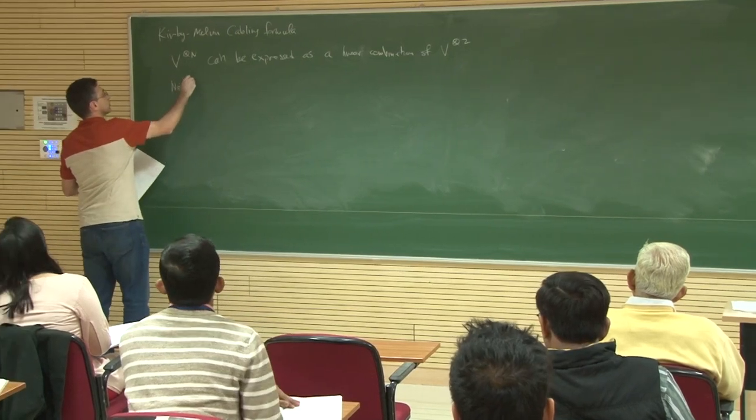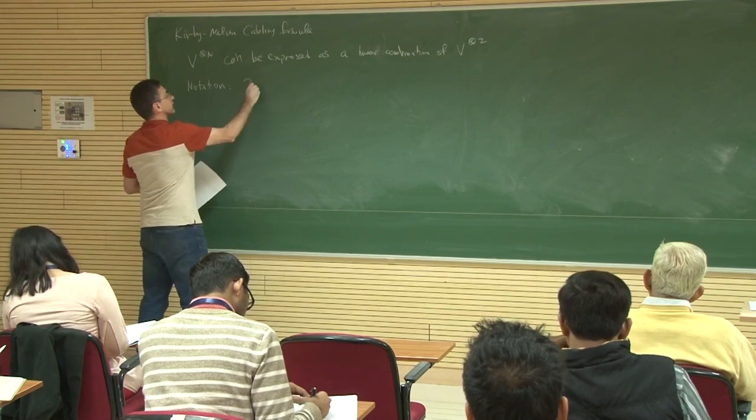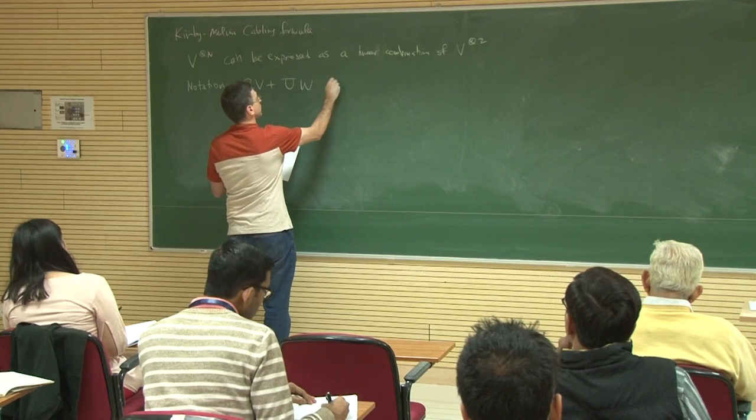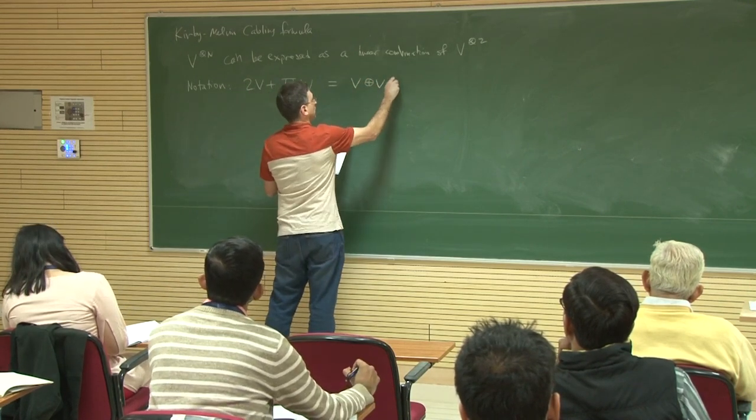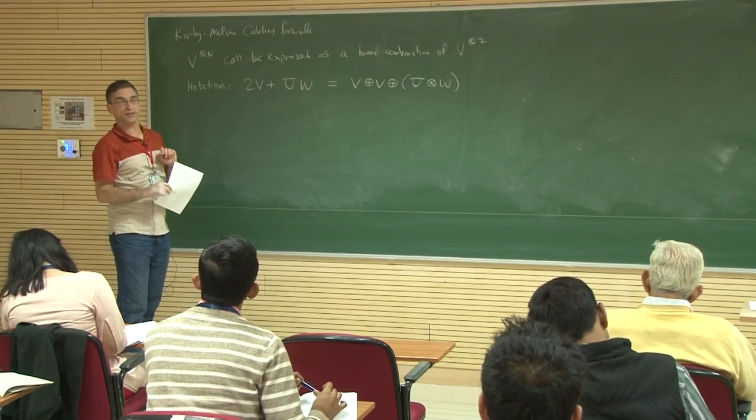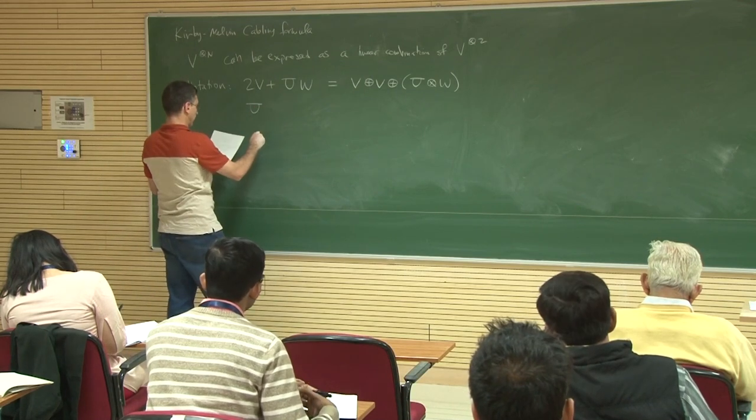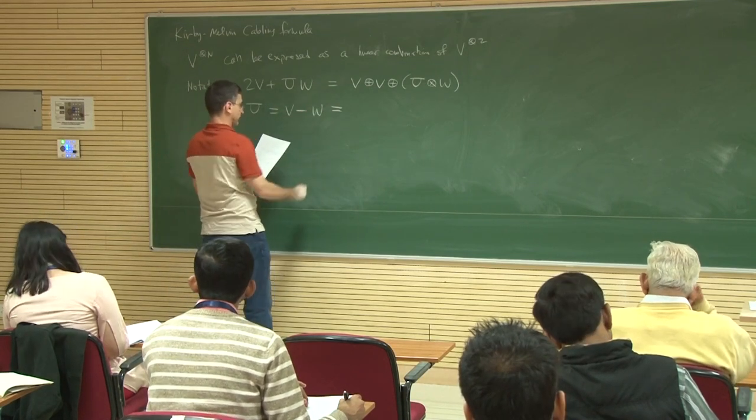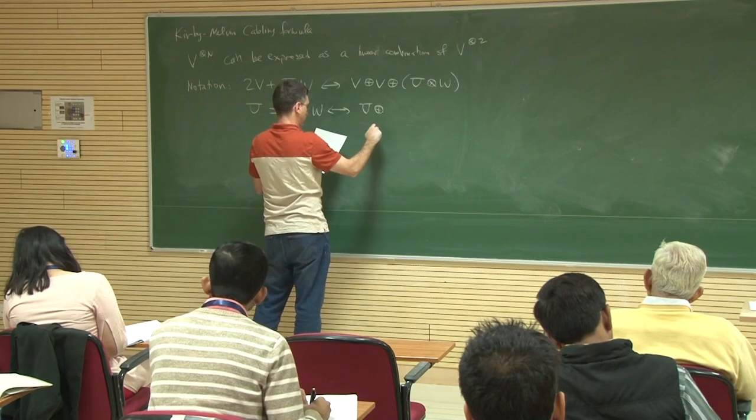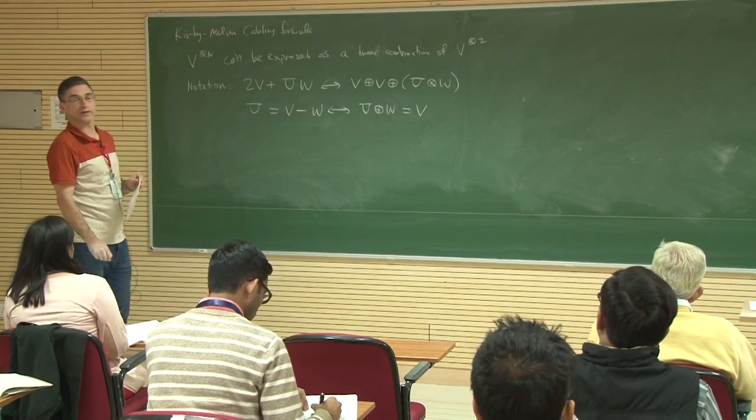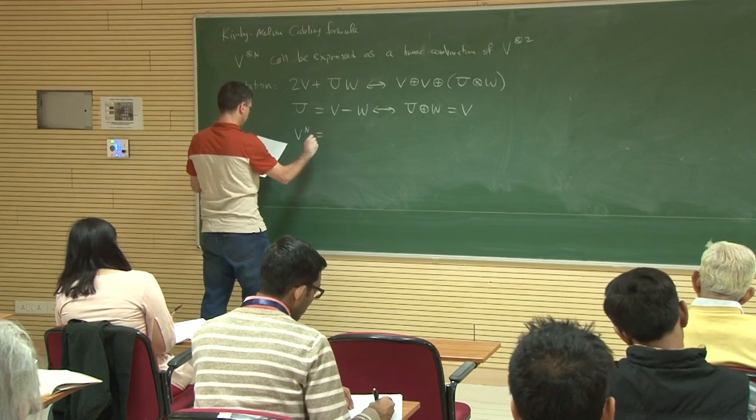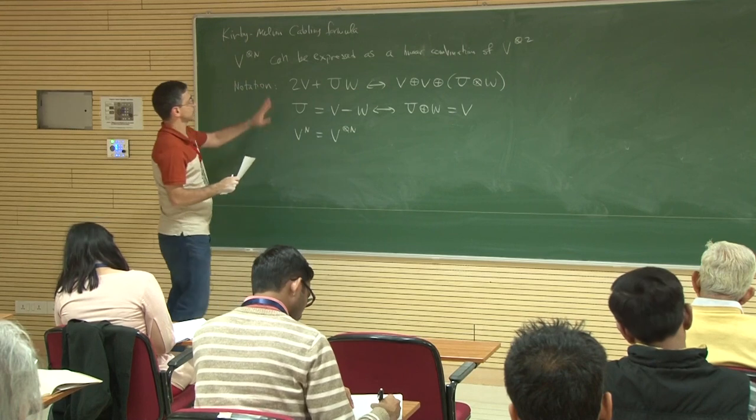So I'm going to use the following notation. If we write something like 2v plus u w, what I mean by that is that this is going to be v plus v plus u tensor w. I'm going to use this notation just to simplify things. Does that make sense? Or something like, for example, if I write u equals v minus w, that is exactly the statement that u plus w equals v. I just need a little bit of notation because I want to get rid of the pluses in the tensors. And something like v to the n is exactly going to be the n-fold tensor product. So this is some notation that I need.